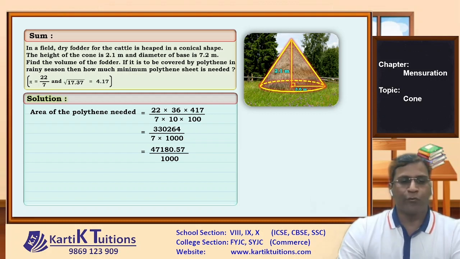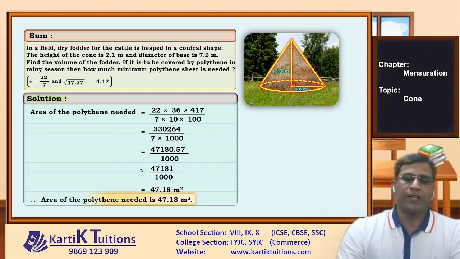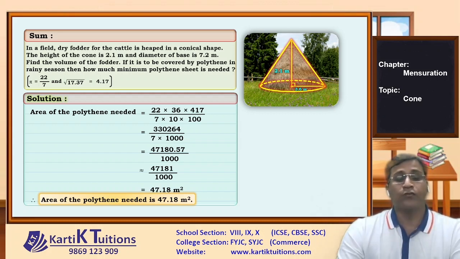So here it will become 47181 upon 1000. Now here in the denominator you have 3 zeros, so it will become 47.18 meter square. So the area of polythene needed is 47.18 meter square. I hope you have understood this sum also. थोड़ा calculation difficult है, so practice करना और एक बार. Let's move towards one more sum.